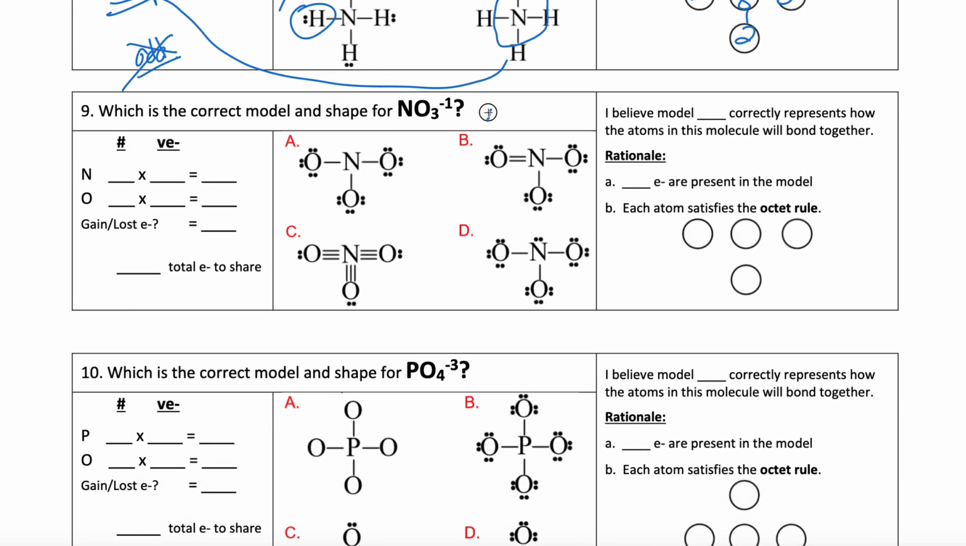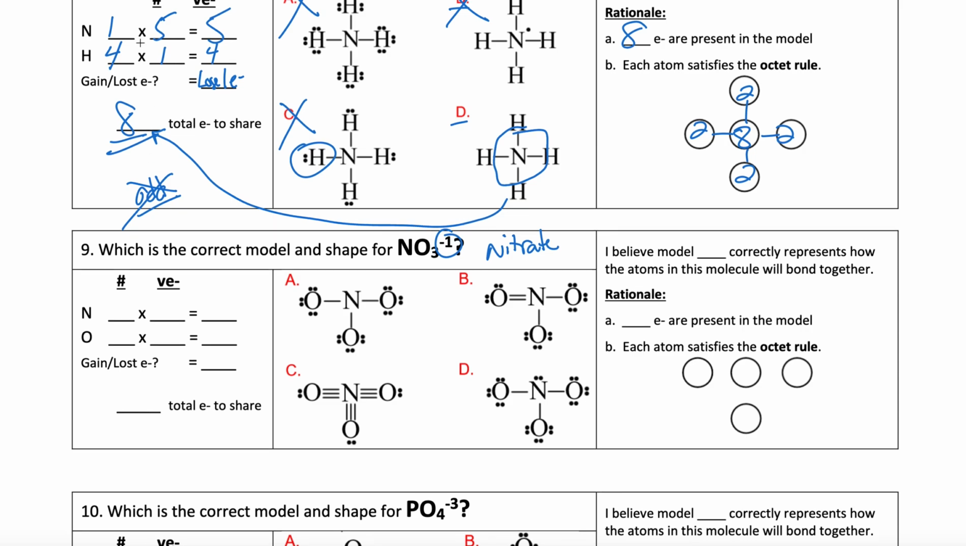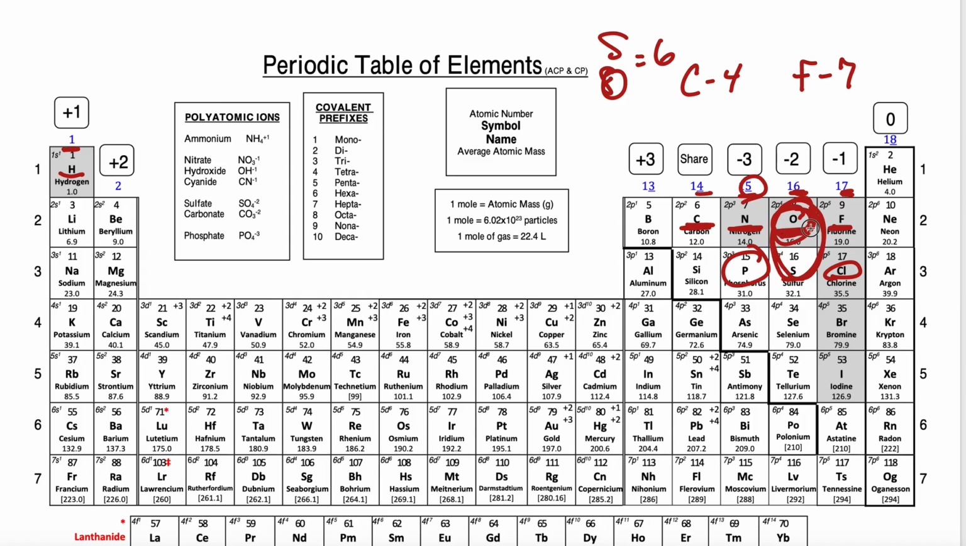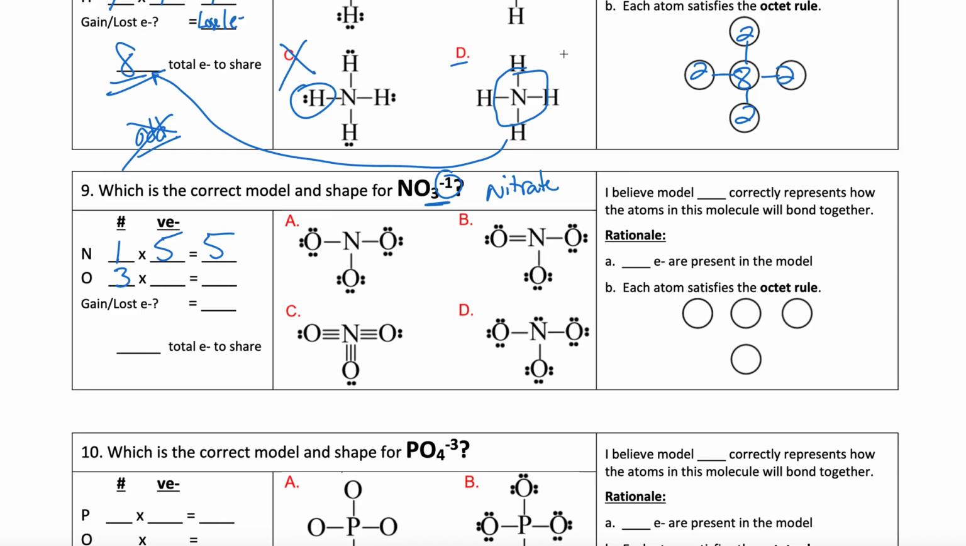NO3, this is nitrate, and nitrate makes a -1 charge. So nitrogen, we already figured out there's one of them in the formula, but it has 5 valence. We can just copy from above. 1 times 5 is 5. Oxygen, there's 3 of them. And if you look on the periodic table, oxygen's over here in group 16, so it's going to have 6. You're going to start to remember some of these because you use them a lot. 3 times 6 is 18.